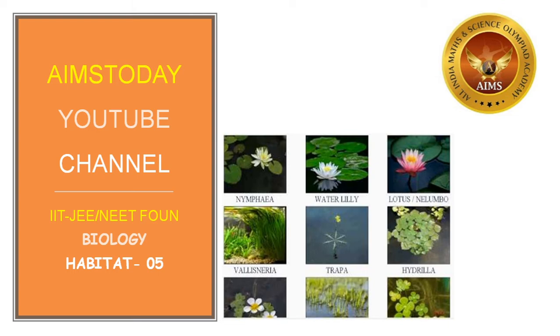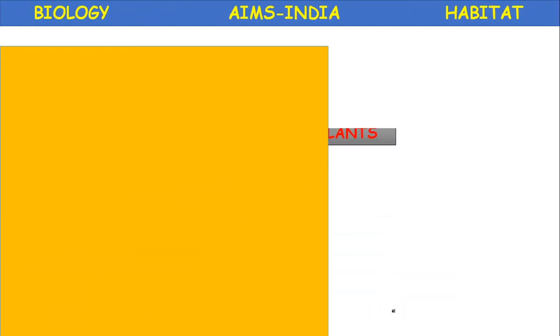Okay children, let us discuss more about these water plants, aquatic plants. You can see here Nymphaea, water lily, lotus, neelambo it is called. Then Vallisneria, Trapa, Hydrilla, some aquatic weeds. How beautiful they are.